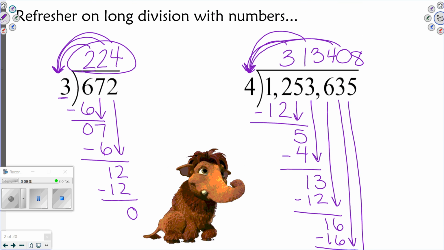Does anybody know how you write remainder of 3? Not a giant R. We're not in 2nd grade. It's not a radical. It is 3/4. It's 3, and then whatever it was you were dividing by. 3/4. Right, so that divided by 4 is 313,408 and 3/4.